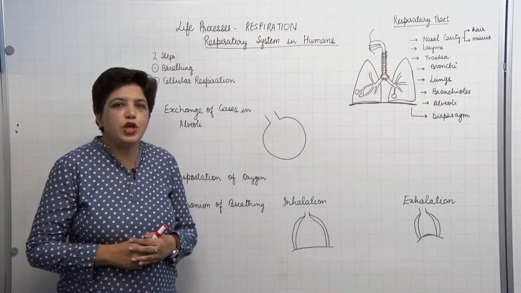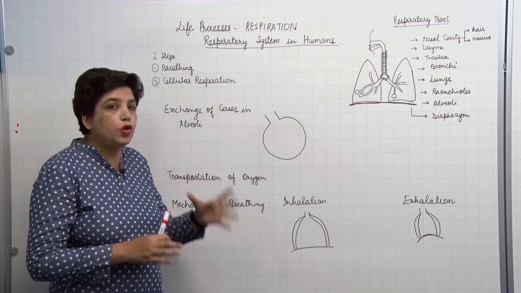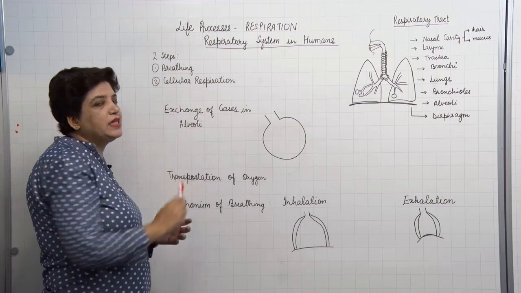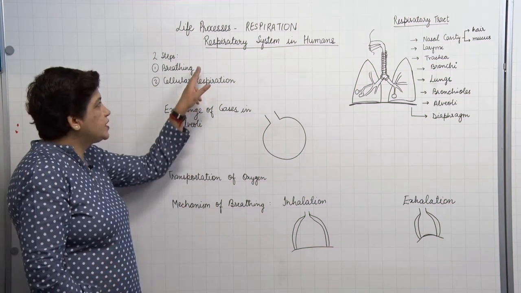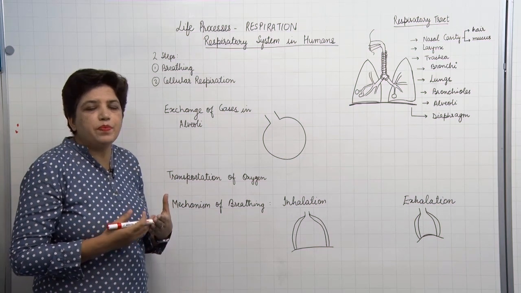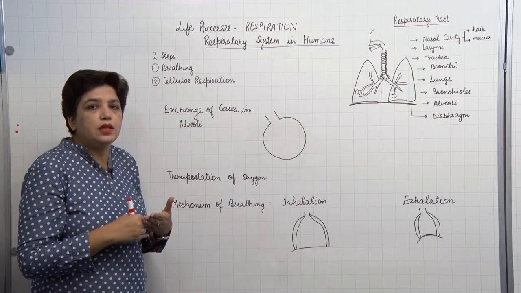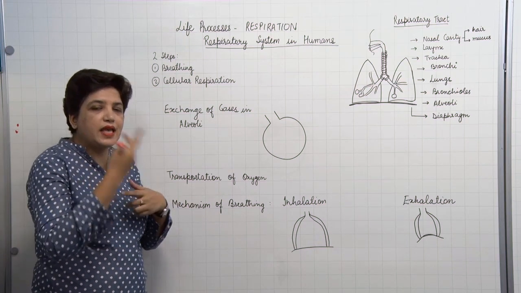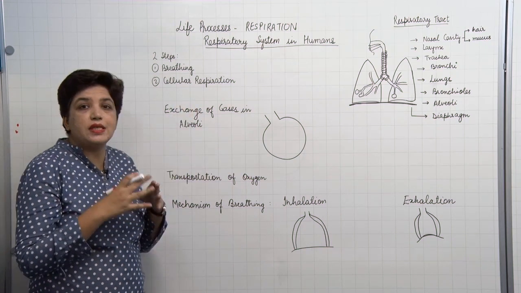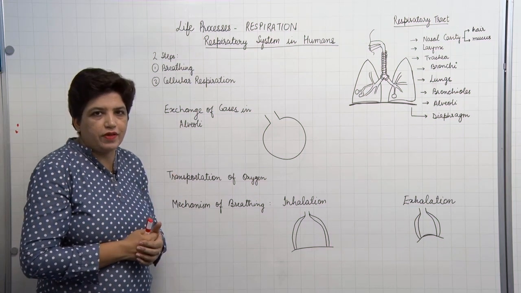We will continue our chapter on respiration, and now we will study respiration in humans in detail. The process of respiration can be broadly divided into two steps. First is breathing, second is cellular respiration. Breathing is simply a physical activity when we inhale oxygen-rich air and exhale carbon dioxide-rich air, while cellular respiration is the actual biochemical process which takes place at the cellular level.